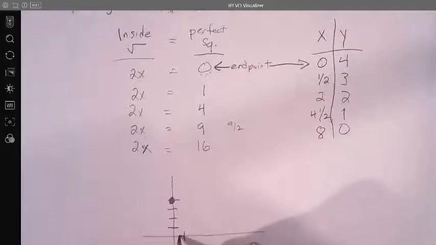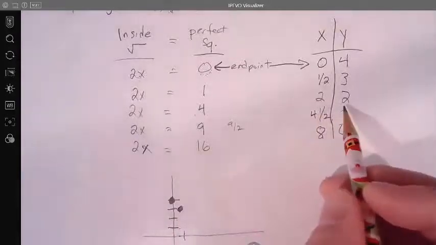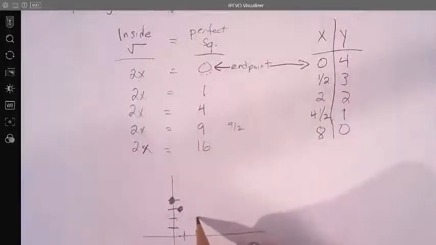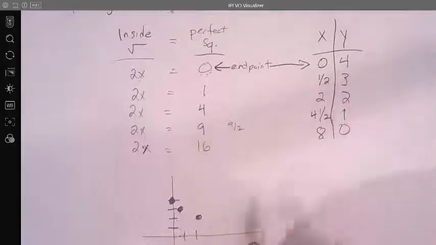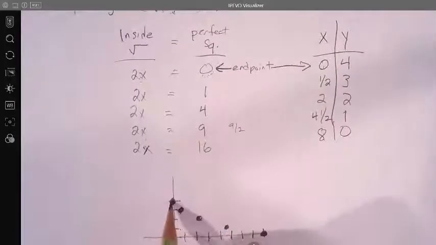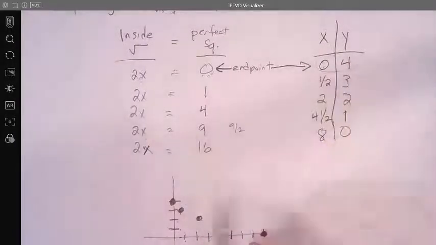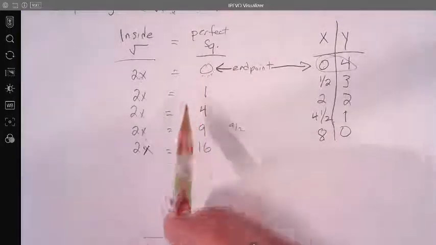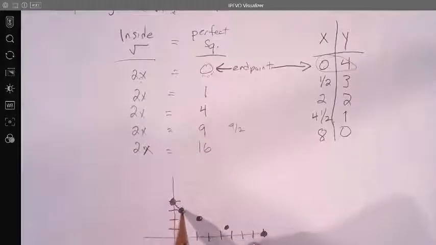1/2, comma 3 would be, there's a half, 1, 2, 3. 2, 2 would be about there. I need to get to 4.5 on the x-axis. 1, 2, 3, 4.5, comma 1. And then I've got to get out to 8, 0. So that's 5, 6, 7, 8, 0. When I graph it, this is my endpoint. I'm not going to go through this point. Remember, 0, 4 is, you can't get into the negatives in this problem. Nothing's negative. So we've got to stop here.